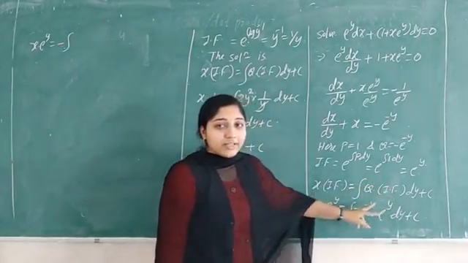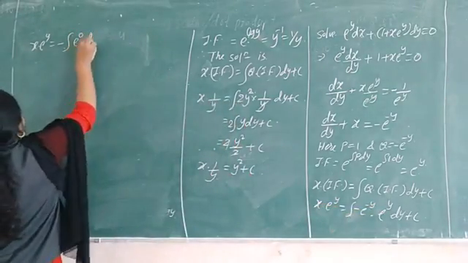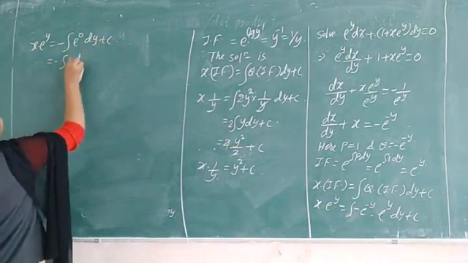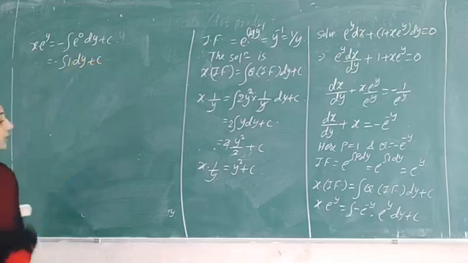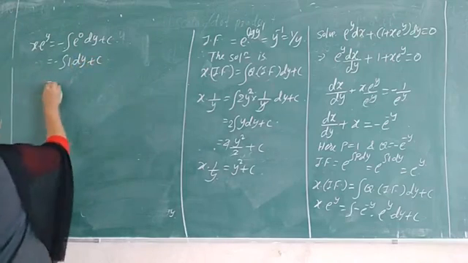Minus y plus y is 0. So we will get e to the power of 0. But e to the power of 0 is nothing but 1, because anything to the power of 0 is always 1. So 1 dy. Integrate this.